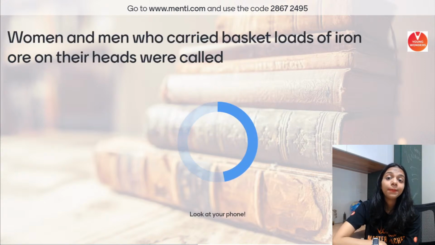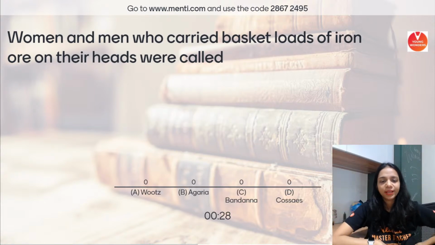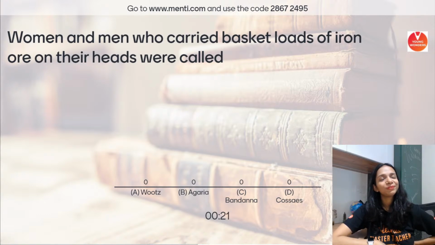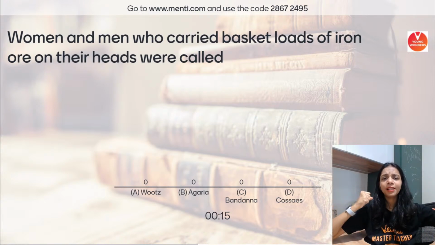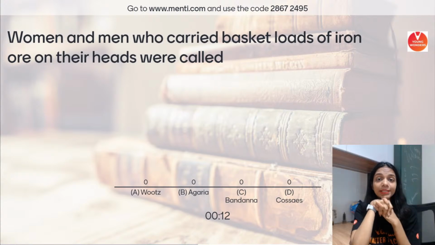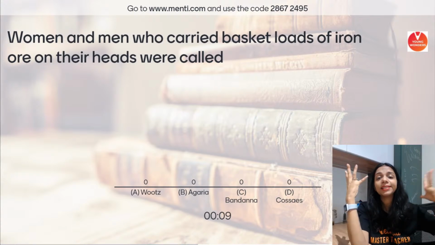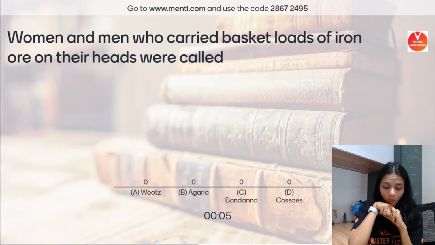Question 3 of question 5 is in front. Men who carried basket loads of iron on their heads. Who were those people? Woods, Agaria, Bandana or Quassis. Darumji Tata and Charles Welt were moving around in the summer of April trying to find good quality iron. They came across these men and women who were carrying basket loads of iron. Right? That community of people, what were they called?